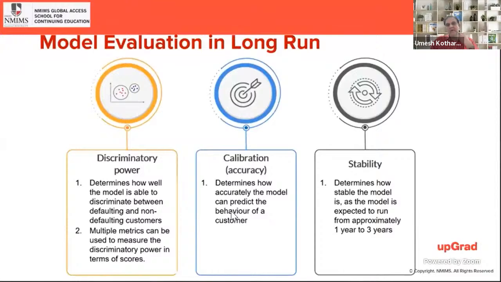Long run, we spoke about it, and the metrics for the long run are discriminatory power, to discriminate between the fraudulent and the non-fraudulent transactions, calibration or accuracy with which you are able to predict it, and the stability of the model to be able to work in that fashion or direction, at least for some period of time, and not go through change quite frequently.